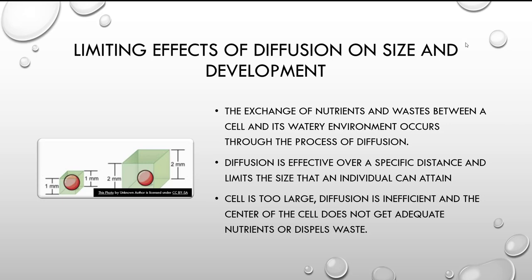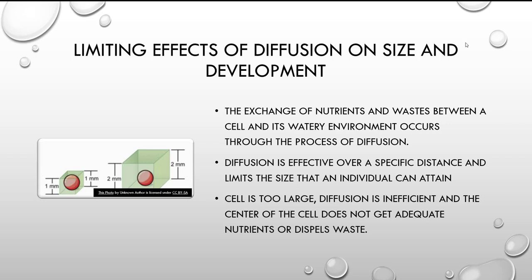Another thing that we have to think about when we're looking at the size and the shape of the animal is the effects of diffusion. Okay, so we need to interact with the environment. That's one of our characteristics of life. And so we have to exchange nutrients and waste between our cells and the environment through diffusion. Our cells are bathed in a watery environment. So if we go inside of our bodies, it's pretty liquid, right? We're 70% water. And so we have this process of diffusion that allows nutrients to enter our cells and waste products to leave our cells.